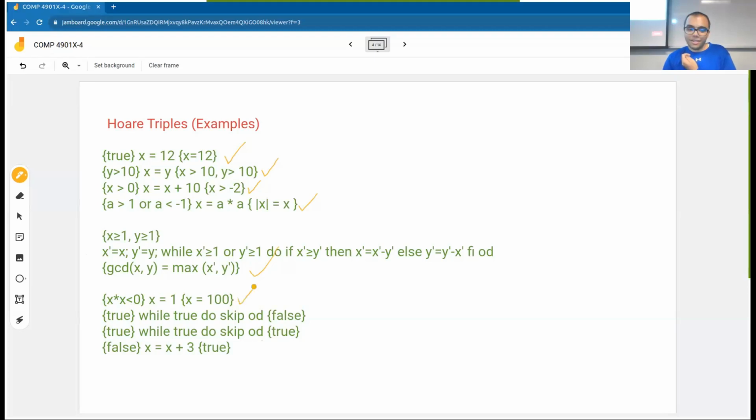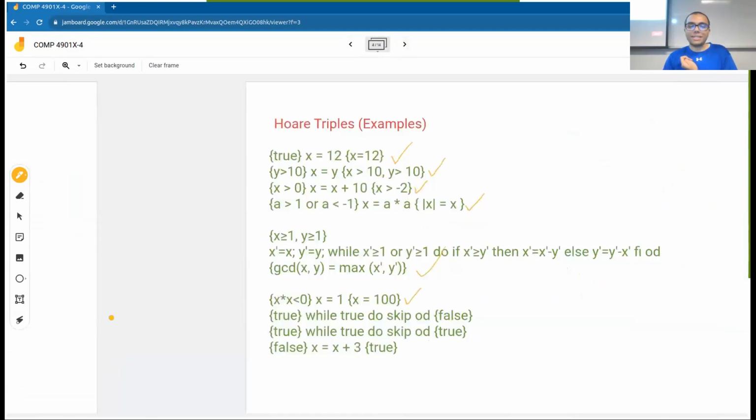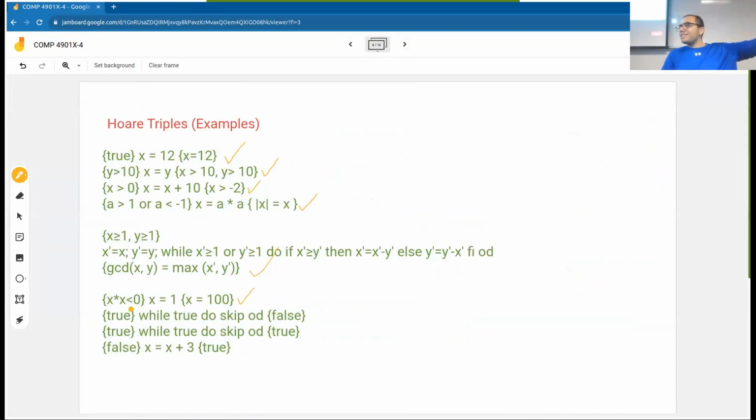It does hold if x is an integer, because x times x cannot be less than 0. So my precondition here is false. And if my precondition is false, by this definition, the Hoare triple holds. I'm saying that, assuming x times x was less than 0, if I run this piece of code, I will have x equals 100. But that's true vacuously, because x times x cannot be less than 0. So this Hoare triple also holds.